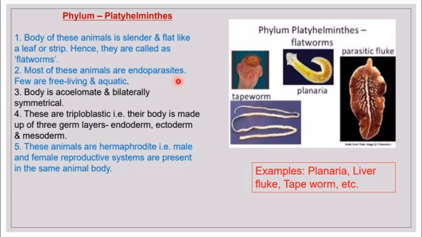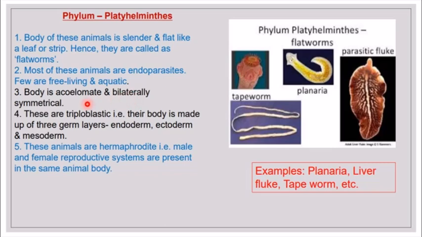So what do we mean by endo? That is inside the body. So tapeworm, planaria, liver fluke, these organisms are all present inside the body of the host. So that is why they are called endoparasites. They are parasites present inside the body. Now also they are bilaterally symmetrical. Bilateral means when you divide the body into half, it is divided into two equal halves. So that is why they have a bilaterally symmetrical body.